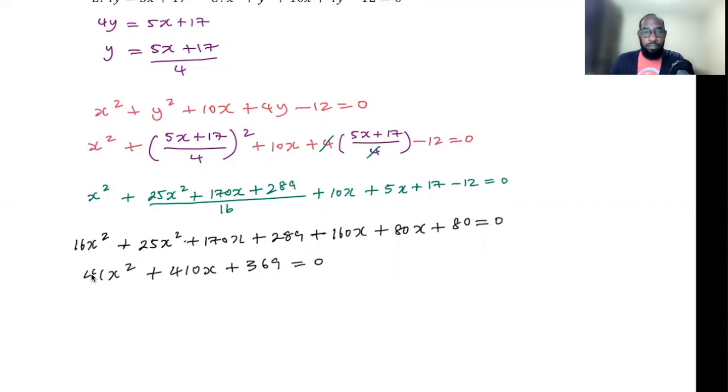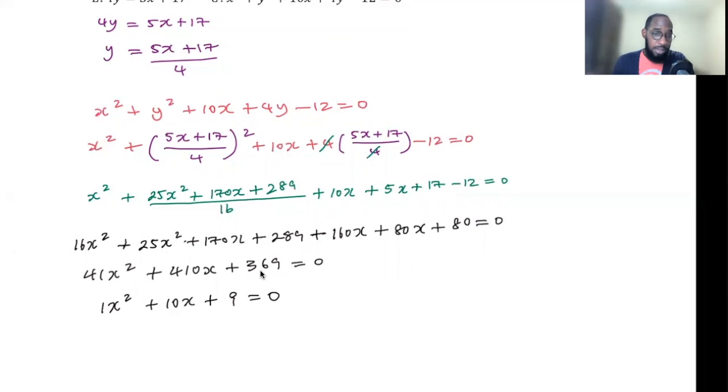Right, so 41 into 410 is 10. I try 369 divided by 41 is 9. Things are smoothing out here. So if I divide everything by 41, I will get 1x squared plus 10x plus 9, and that is equal to 0. See, this looks so much simpler than working with this.